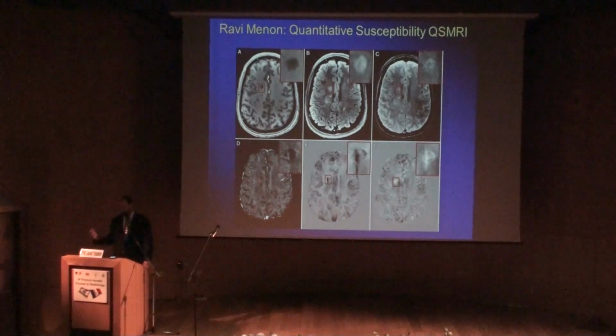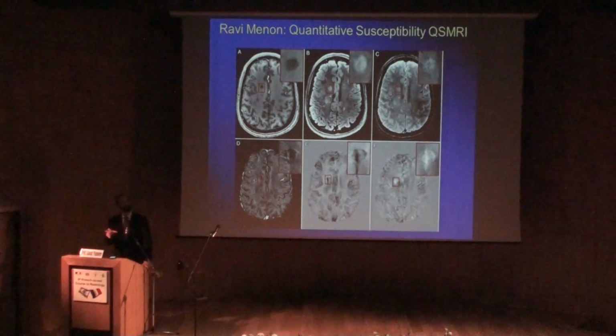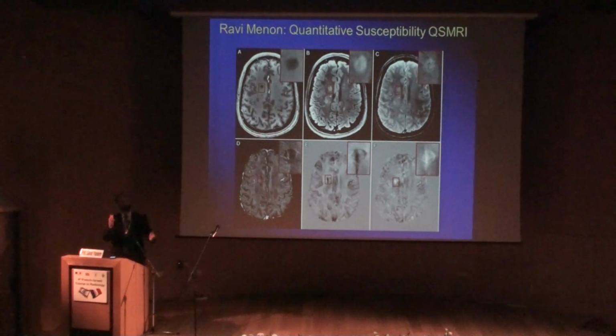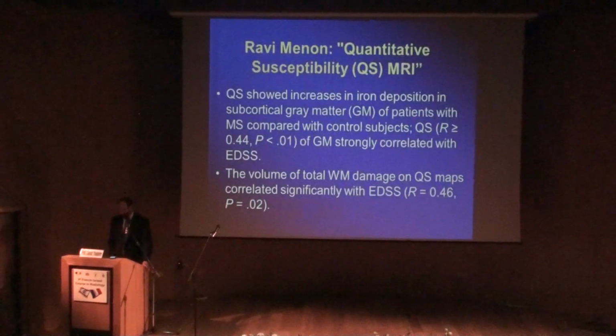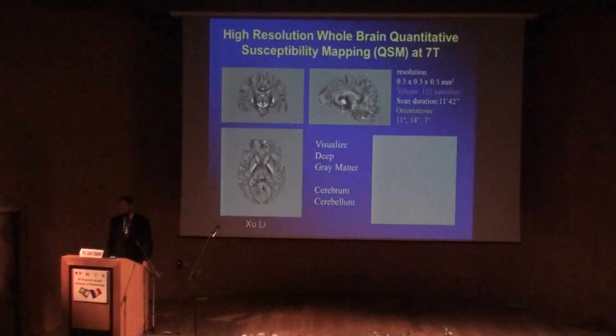Looking at iron deposition in the basal ganglia or in the brain has been shown to be particularly useful in neurodegenerative disorders. Here, Ravi Menon is using it in multiple sclerosis and shows that the disability of a patient in multiple sclerosis has a better correlation with the iron deposition in the brain from the neurodegeneration than the MS plaque volume or even the black hole volume. This is part of his work on QSM, and volume from total white matter damage on QSM correlated with the disability scale. At Johns Hopkins, we're doing a lot of QSM mapping.